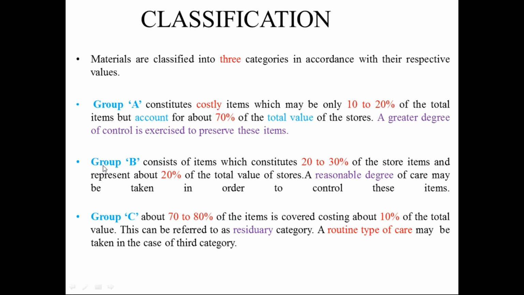The next classification is group B. It consists of items which constitute nearly 20 to 30% of the store items and represent about 20% of the total value of the store. A reasonable degree of care may be taken in order to control these items of materials. Group C, these are about 70 to 80% of the items, covering about 10% of the total value. This can be referred to as the residuary category. A routine type of care may be taken in the case of this third category, that is group C.